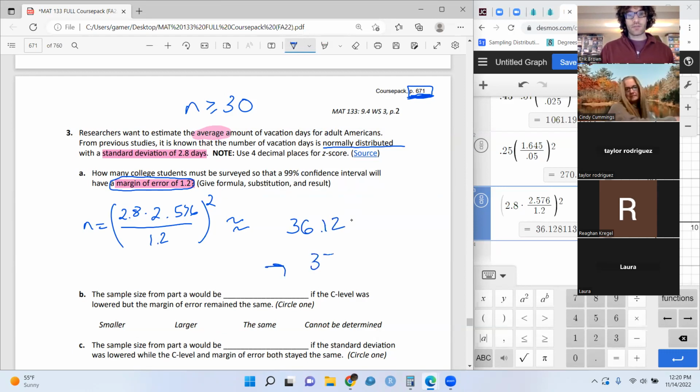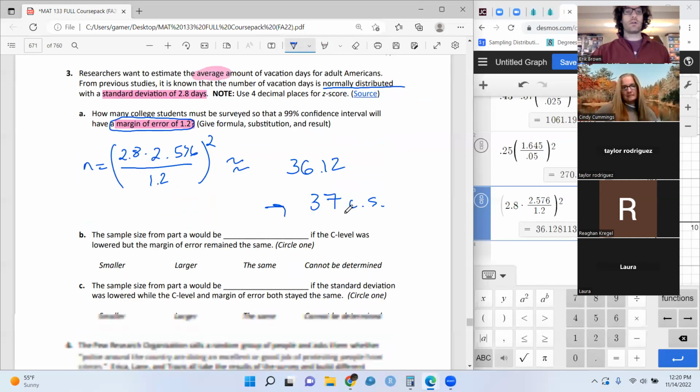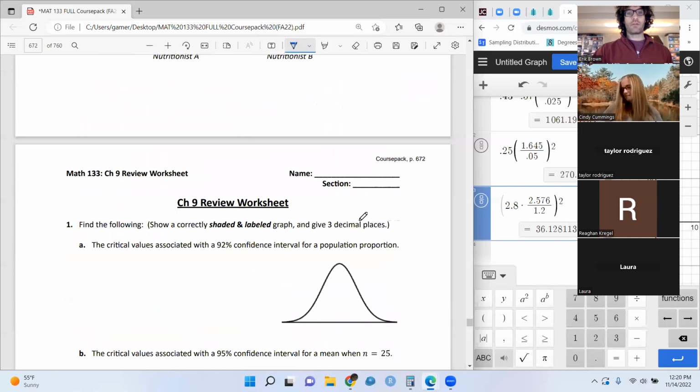Note, this is another example where we needed to round up. What is this? This is 37 college students. Good, good, good. So I want to skip down now to the chapter 9 review. It's on page 672.